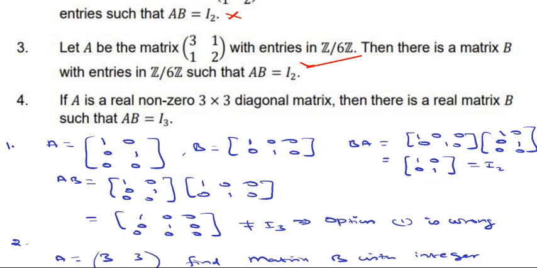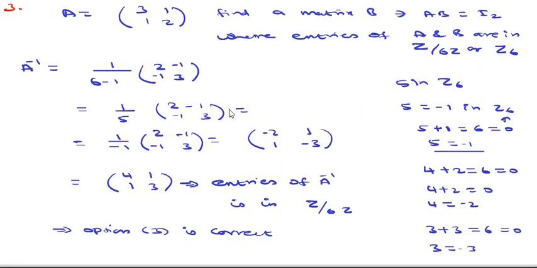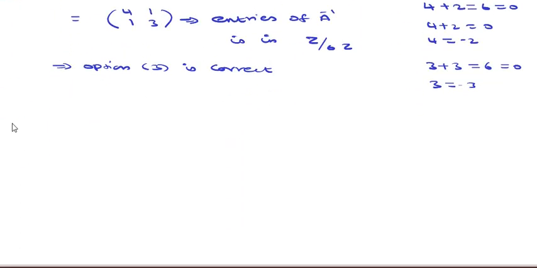Now we will check option 4. A is a real non-zero 3 by 3 diagonal matrix. Then there is a real matrix B such that AB is equal to I3. So let us take a real non-zero 3 by 3 diagonal matrix. Take a simple matrix [1 0 0; 0 0 0; 0 0 0]. This is a non-zero real diagonal matrix.